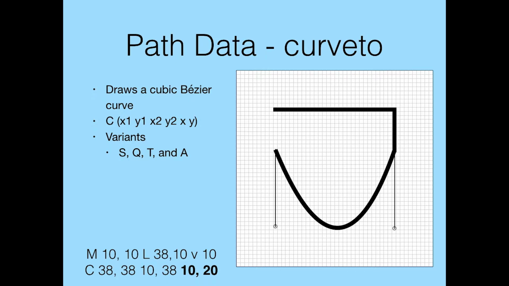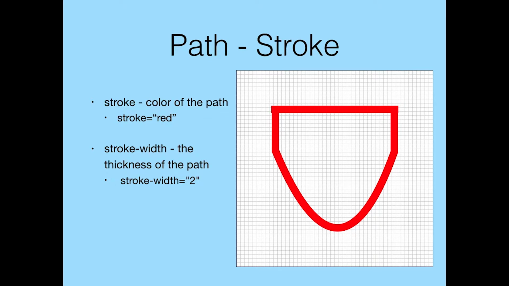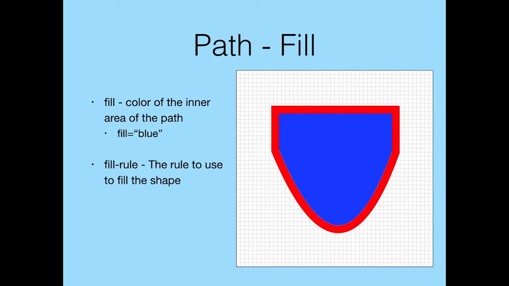There are also Q and T commands that are used to draw quadratic Bezier curves, and an A command is used to draw elliptical arcs. And then the last useful command is the close path command, which just draws a straight line from the current position to the start position of the path. The stroke attribute defines the color of the path, while the stroke width defines the width of the path. And the fill attribute describes the color used to fill the shape that the path is describing. And then there's the fill rule, which describes the strategy used to fill the shape. And again, we'll come back to this in just a little bit.